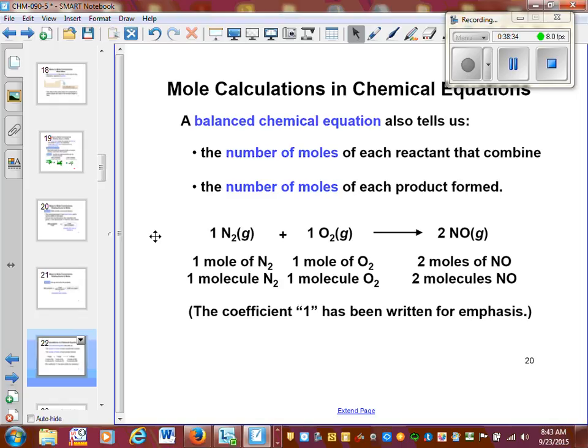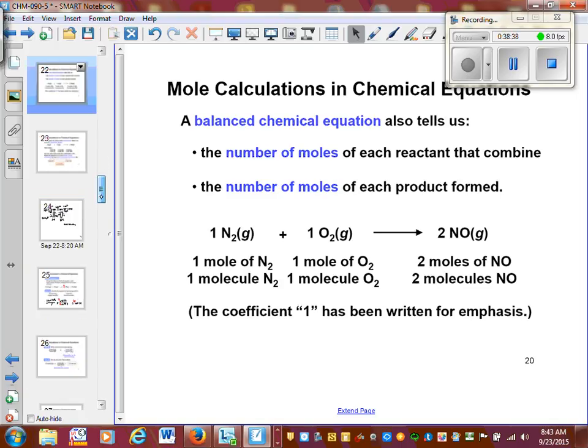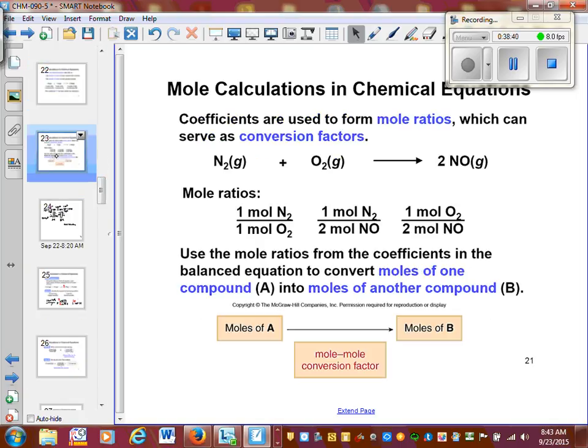So we can look at conversion factors. They're really just ratios. So if I start with 1 mole of nitrogen, how does the nitrogen and oxygen react? 1 to 1. For every nitrogen, how many nitrogen monoxides do I get? For every 1 nitrogen, I get 2 nitrogen monoxides. For every 1 mole of oxygen, I get 2 molecules of nitrogen monoxide.